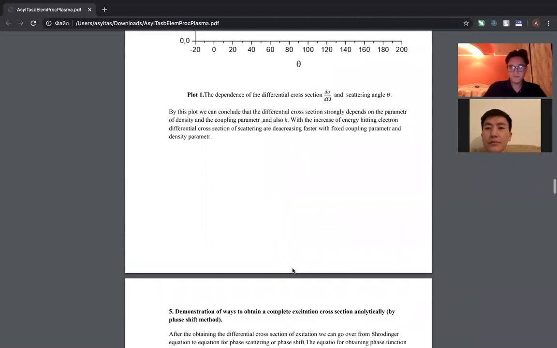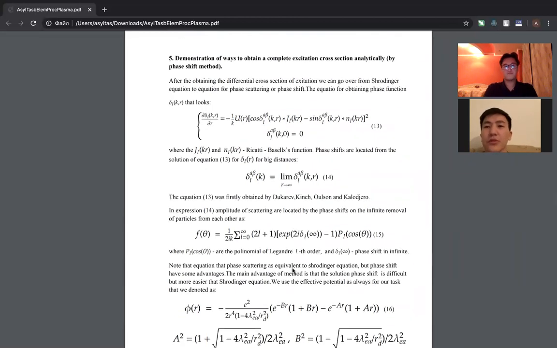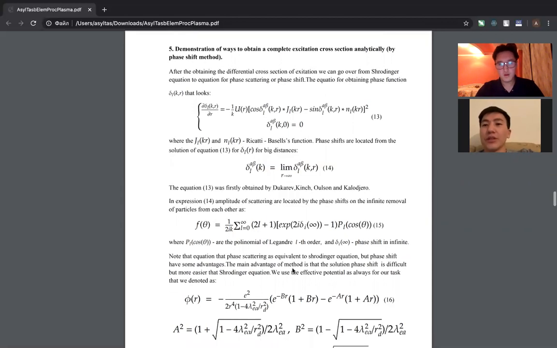continue, Madyiar. Okay, so the fifth part is a demonstration of ways to obtain the complete excitation cross sections analytically by the phase shift method. After obtaining the differential cross section of excitation, we can go over from the Schrödinger equation to the equation for the scattering phase, or phase shift. The equation for obtaining the phase function looks like this one.